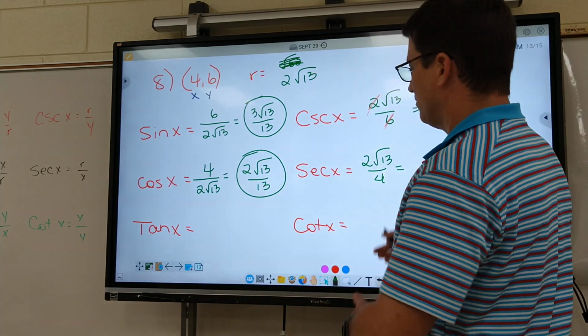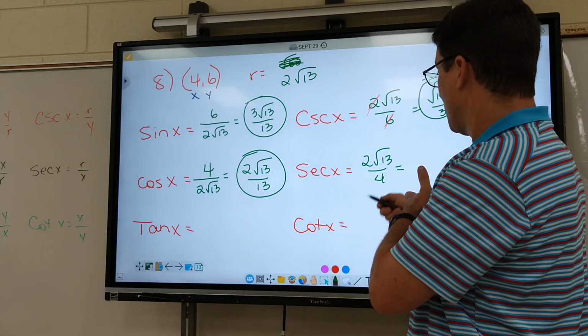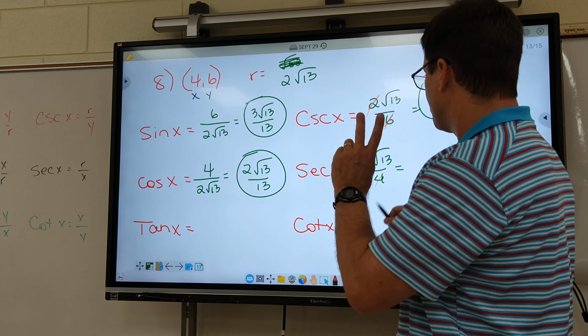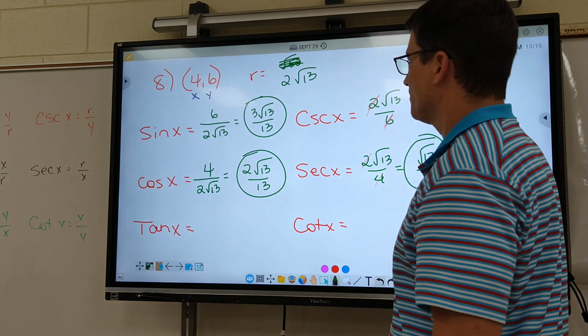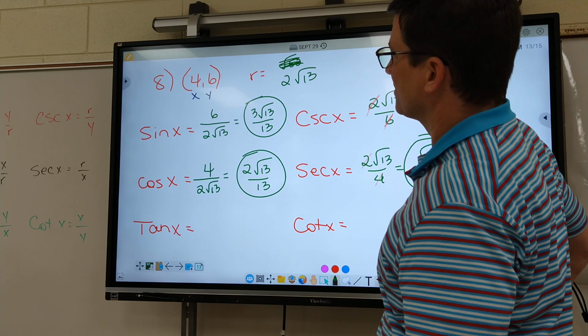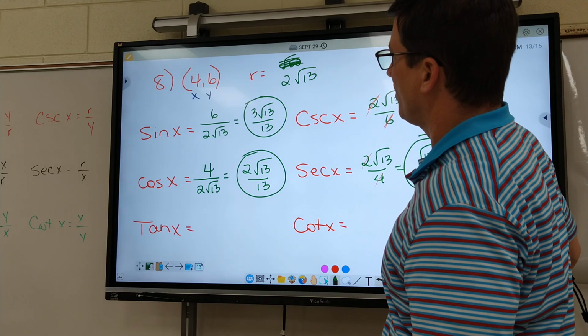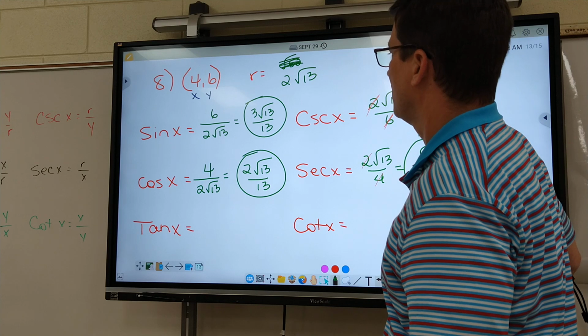Now, don't forget, make sure you can't simplify anything else. I can divide both of these by 2. So the simplified answer is root 13 over 2. Yeah, I don't really like this one. This one's kind of messy. I'll probably only give you one like this on the test.